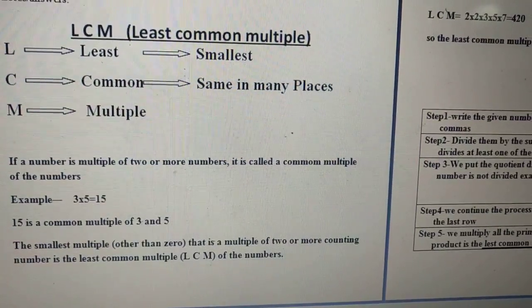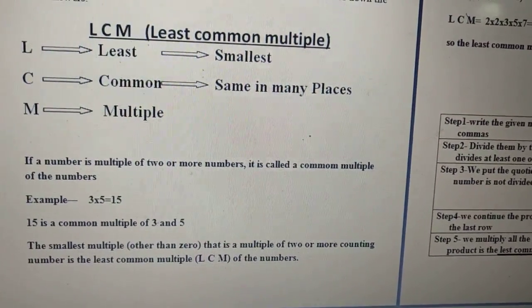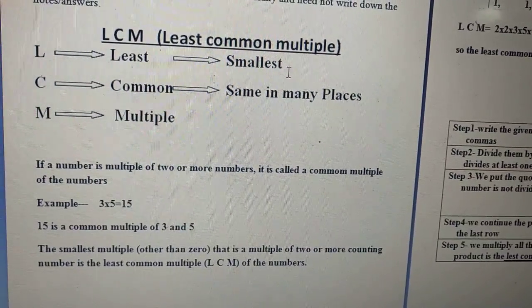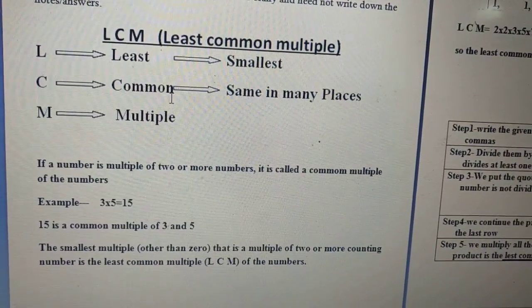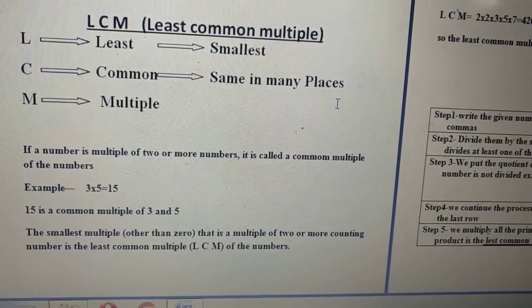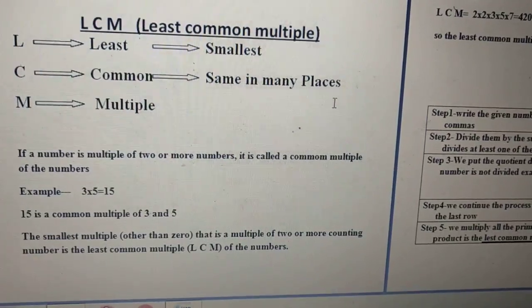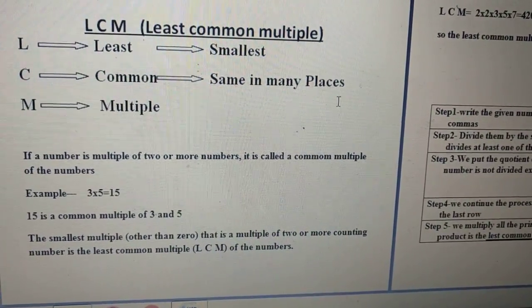So students, today we are studying about LCM. L stands for least. Least means smallest. C stands for common. Common means same in many places. Like you can see in your class, you all are wearing the same school uniform. So the school uniform is common for you all.